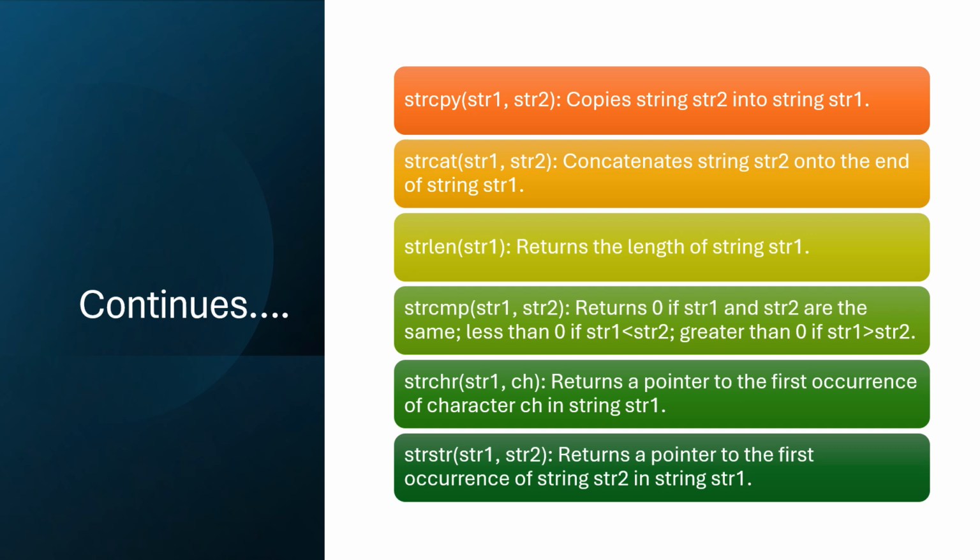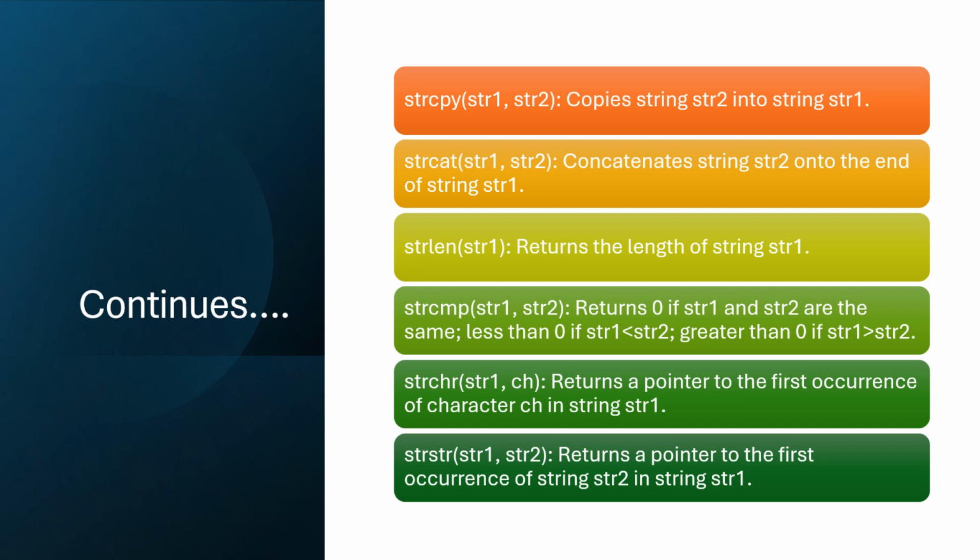If they are equal, it returns 0. For the other cases, it has an individual output. It returns 0 if string 1 and string 2 are the same, less than 0 if string 1 is less than string 2, and greater than 0 if string 1 is greater. So for each comparison we will have one output to return.